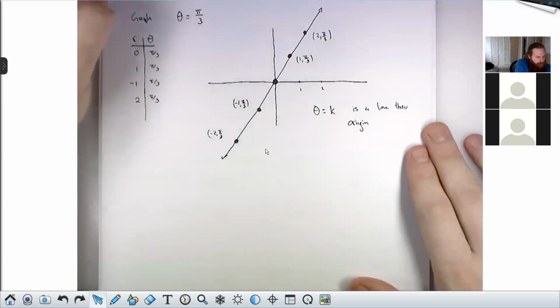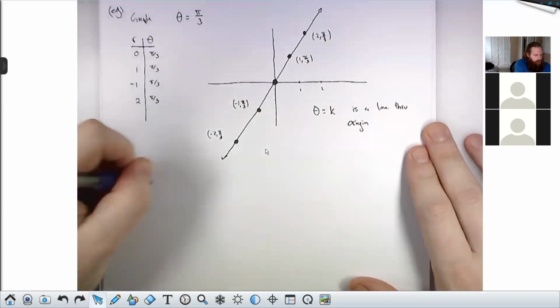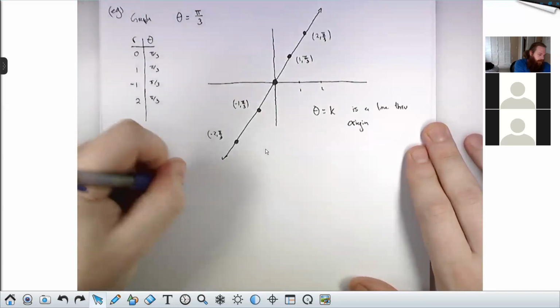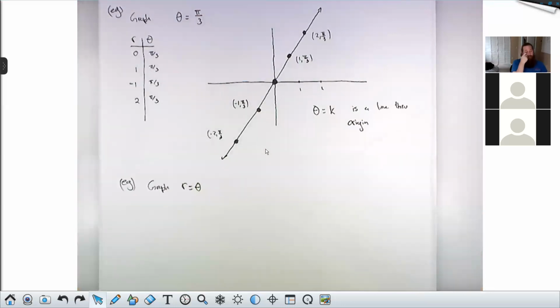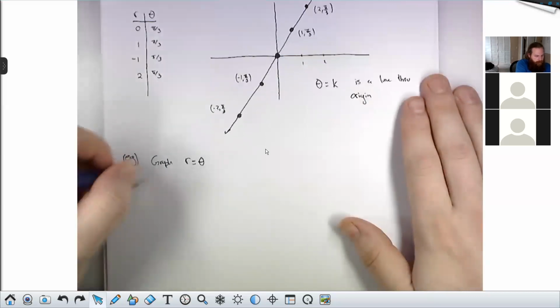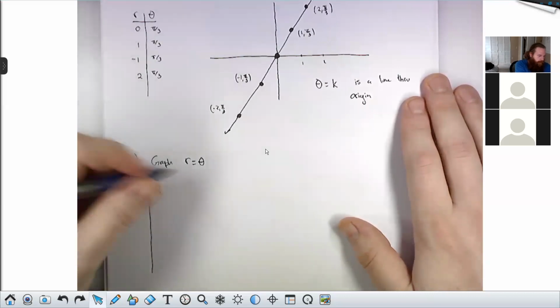My next favorite one, as we're getting used to this, r equals theta. This is less easy to see because the numbers that are usually nice for thetas aren't very nice for r's, and the numbers that are nice for r's aren't very nice for thetas. But we can make our table. God himself can't stop us. R is equal to theta.